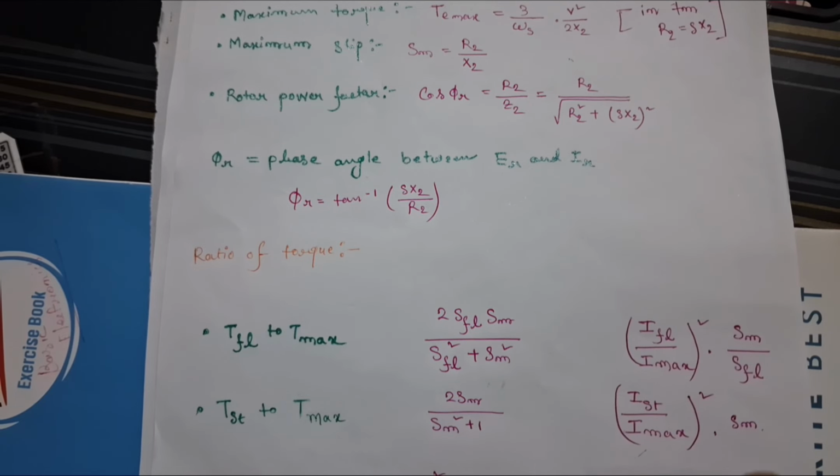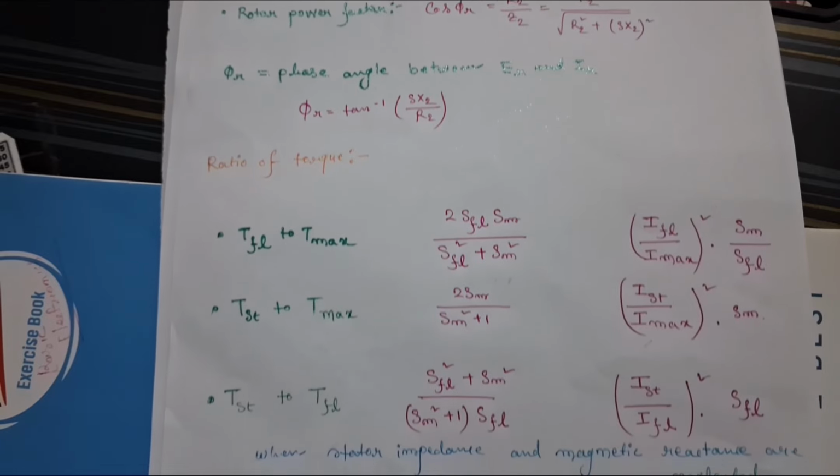There is another formula of the ratio between starting torque and maximum torque. The formula is (I_ST divided by I_max) whole squared into S_M. Here I_ST is starting current.